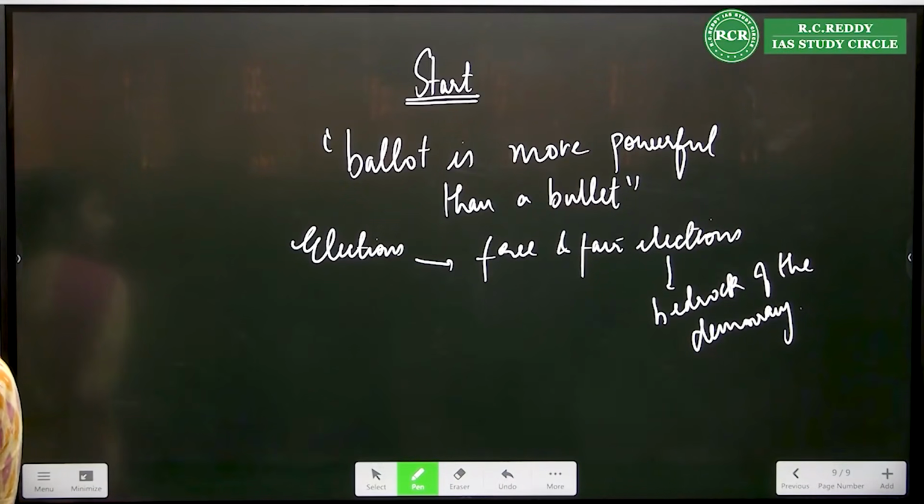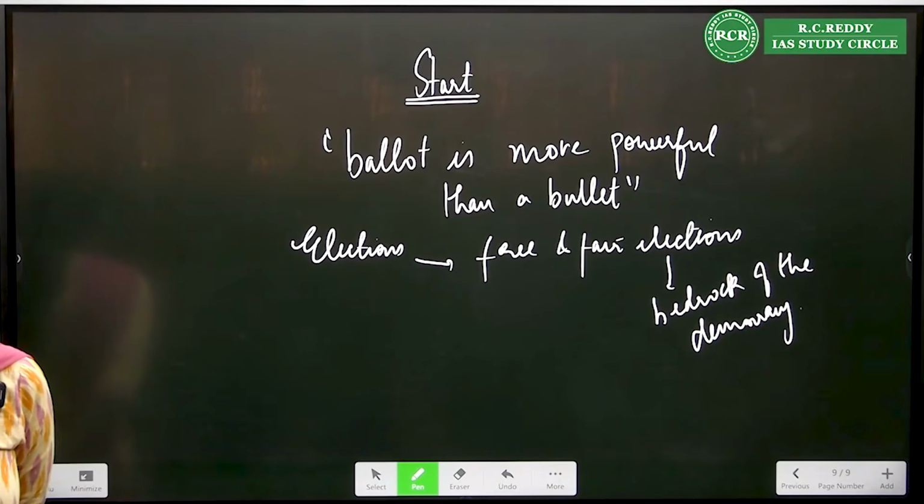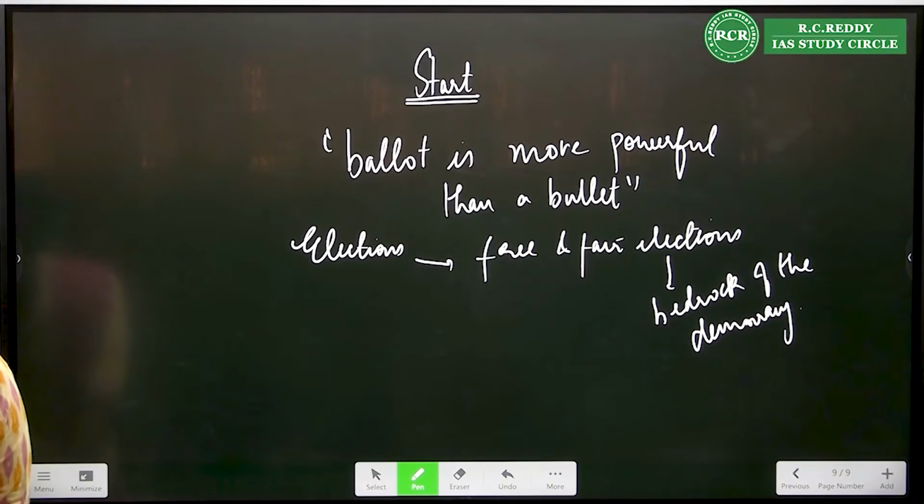4 o'clock? 4:30? Okay, just 2 minutes. Did they tell you 2 to 4 or 2 to 4:30? 4:30, right? It's 2 to 4:30. Anyhow, today we'll manage, the rest we'll do tomorrow. Write on quickly. Power lies in the hands of the people.